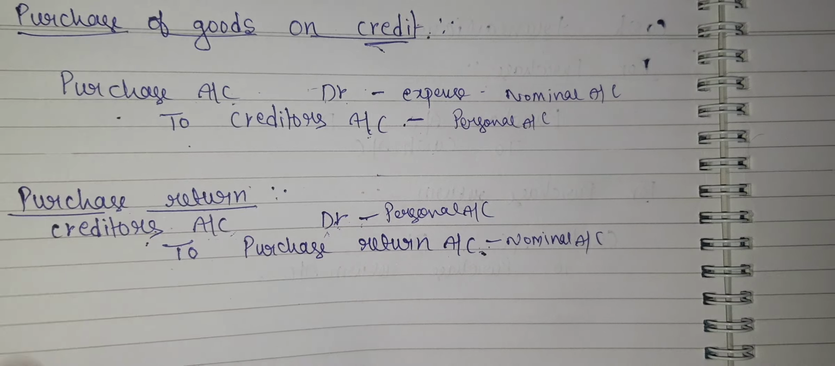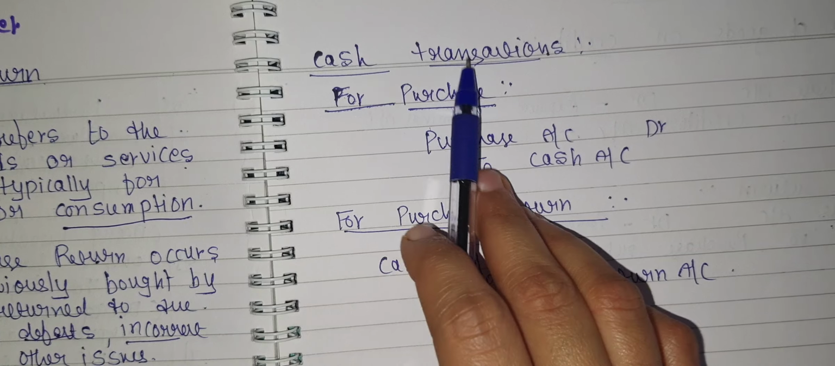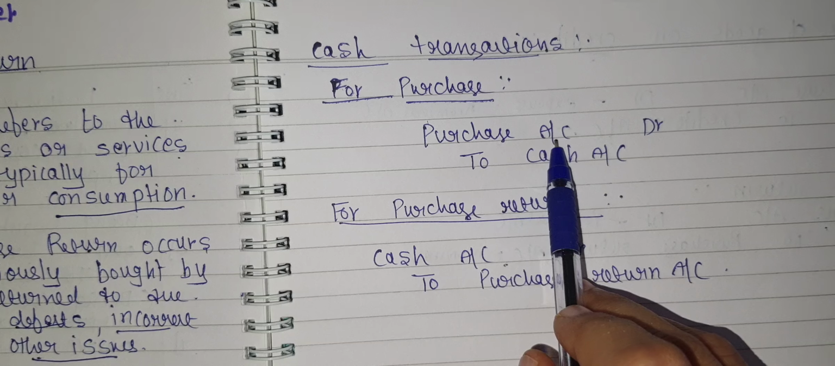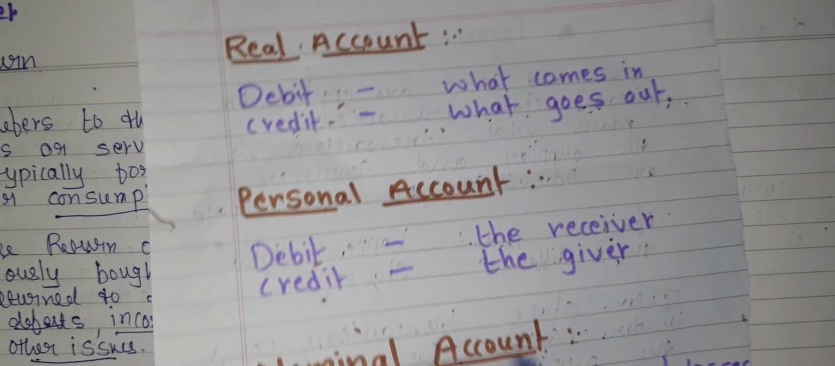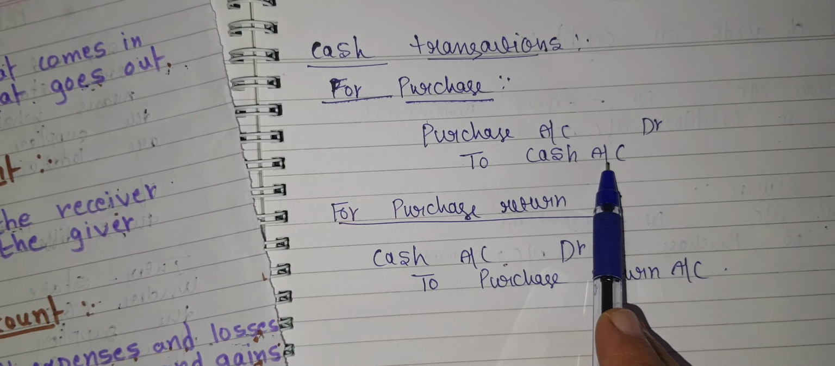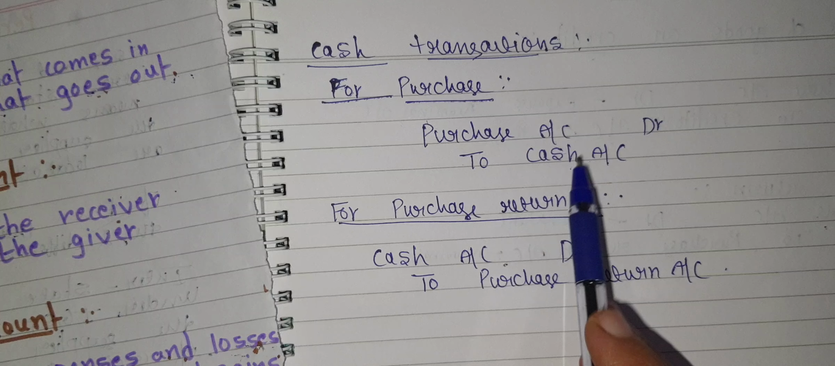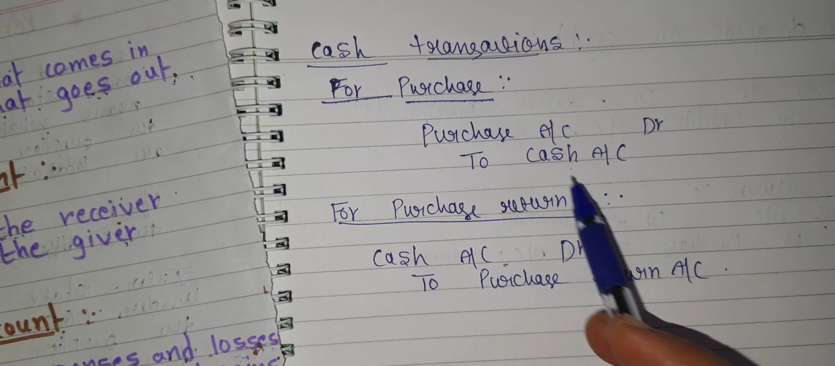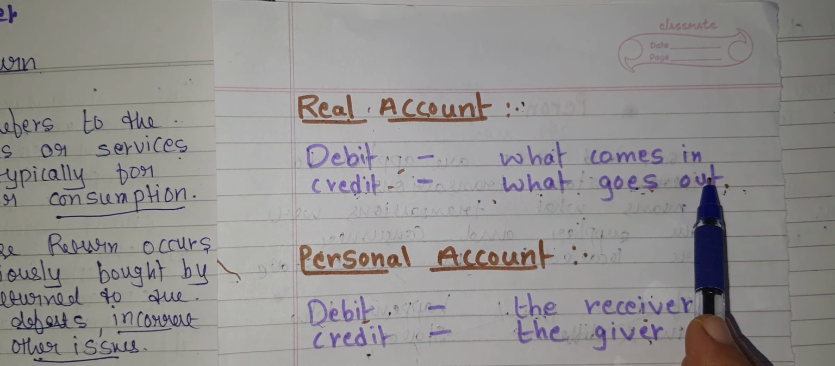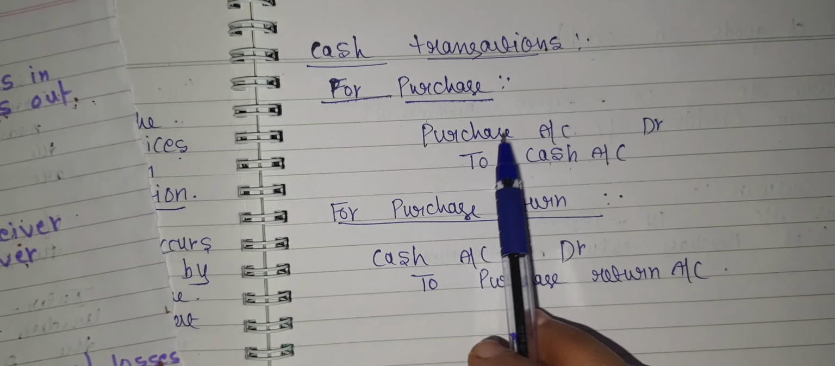Okay, now we will move to the next transaction that falls under cash. For cash, what are the journal entries here? For purchase, purchase account debtor to cash account. Purchase account is an expense and it falls under nominal account. The rule is debit all expenses and losses. And here to cash account: you purchase the goods for cash, meaning you are paying the cash immediately. Cash account is a real account, so the rule is credit what goes out. Okay, so this is the journal entry for purchase.